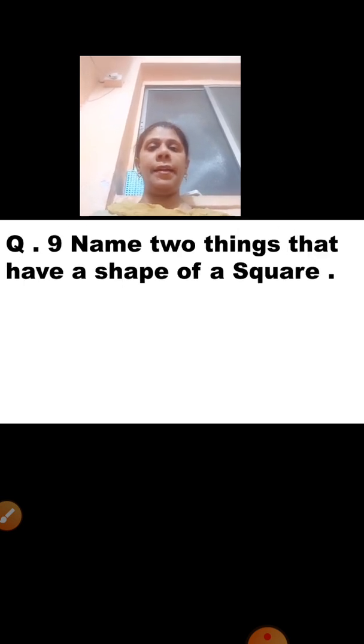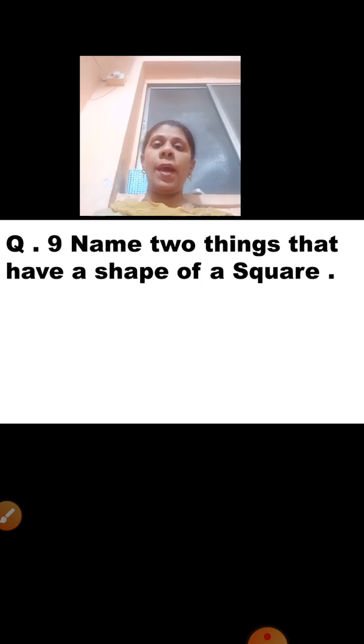Question number 9. Name two things that have a shape of a square. Now this also teacher has showed you in the previous session. Teacher has showed you many things that have a shape of a square. So tell me any two things that have a shape of a square.